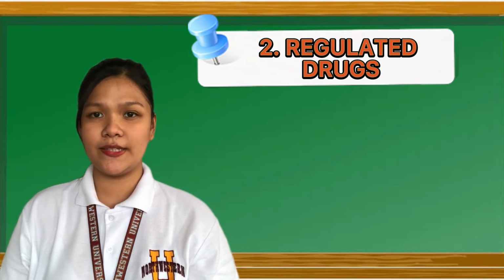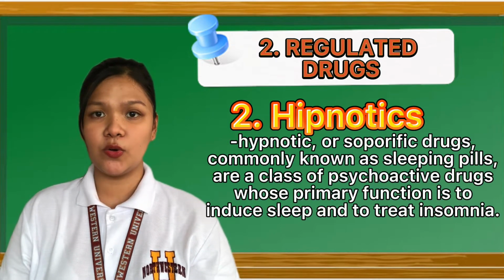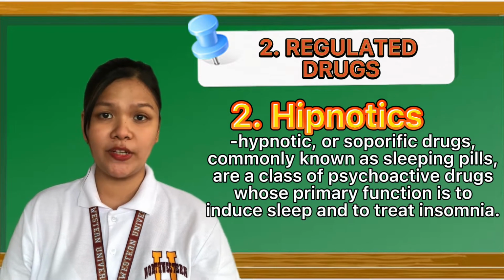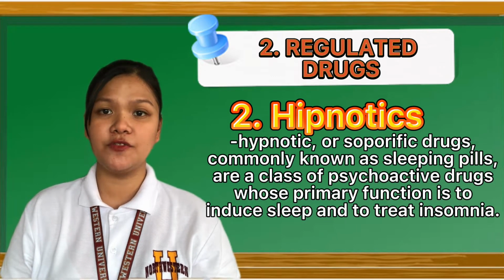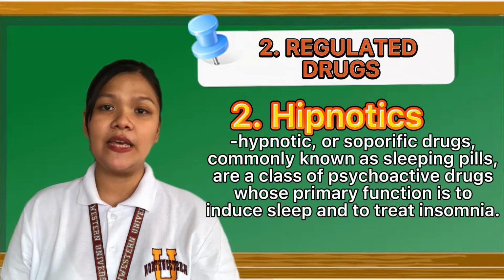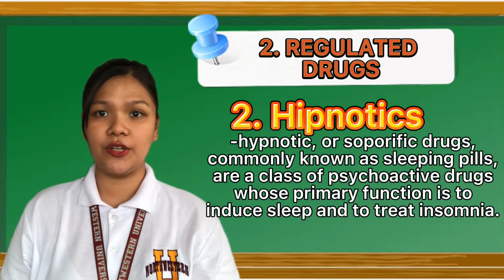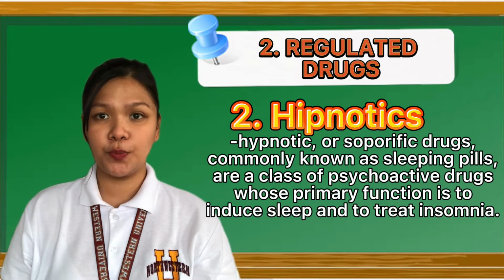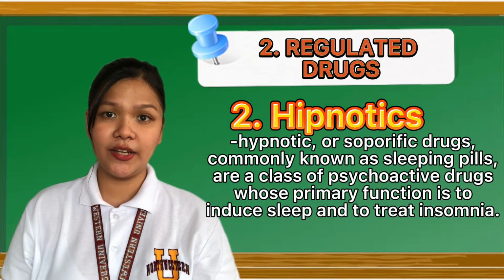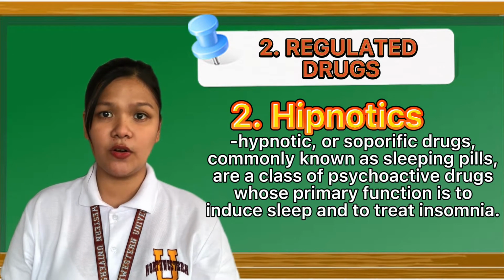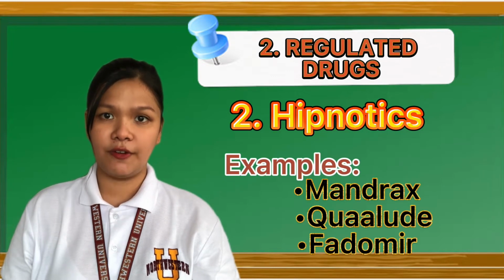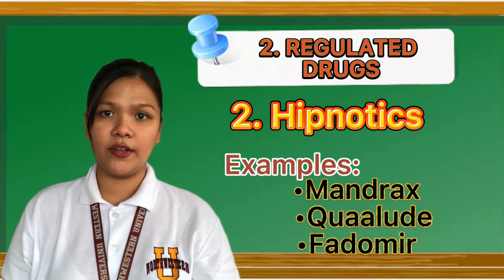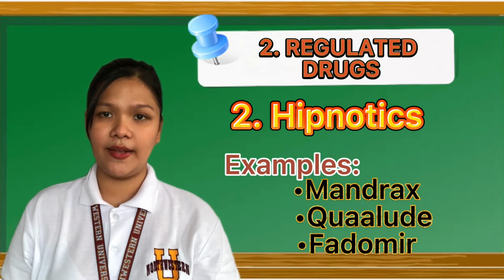The next one is hypnotics. Hypnotic or soporific drugs, commonly known as sleeping pills, are a class of psychoactive drugs whose primary function is to induce sleep and to treat insomnia. This group of drugs is related to sedatives. So these are a group of drugs such as Mandrax, Fadomir, and Quaalude, and etc.